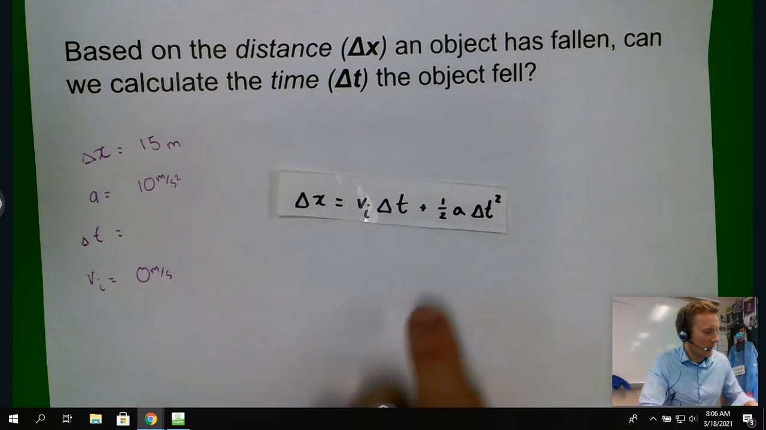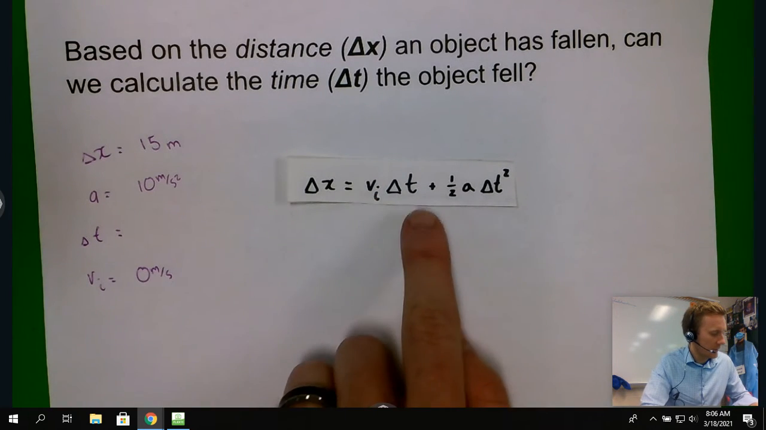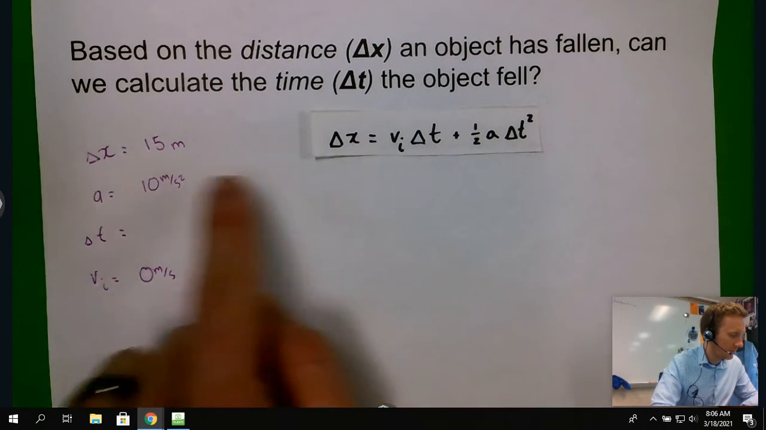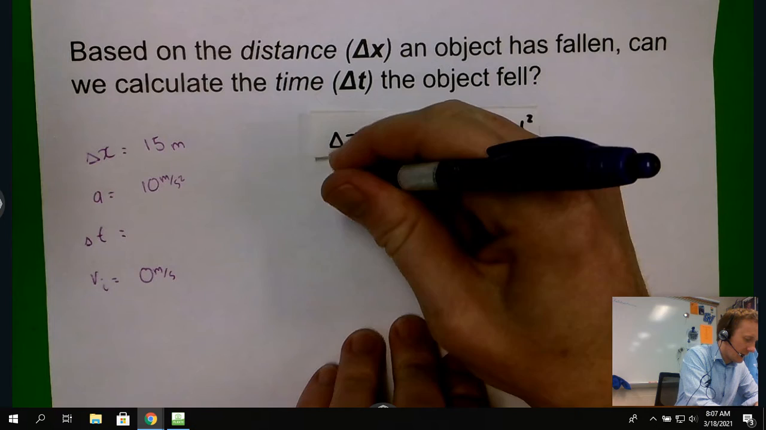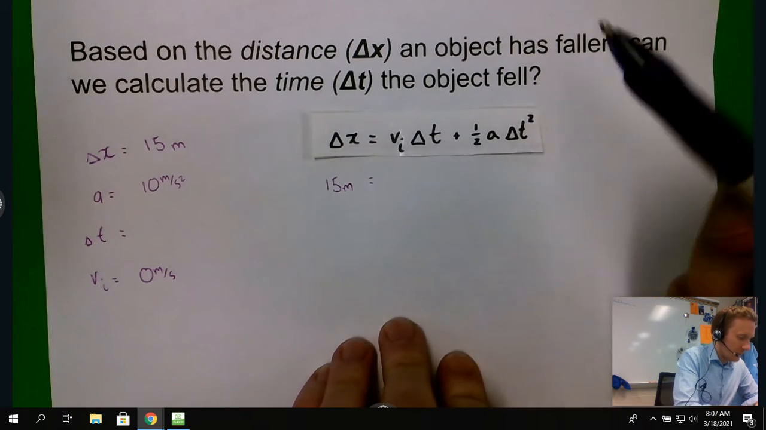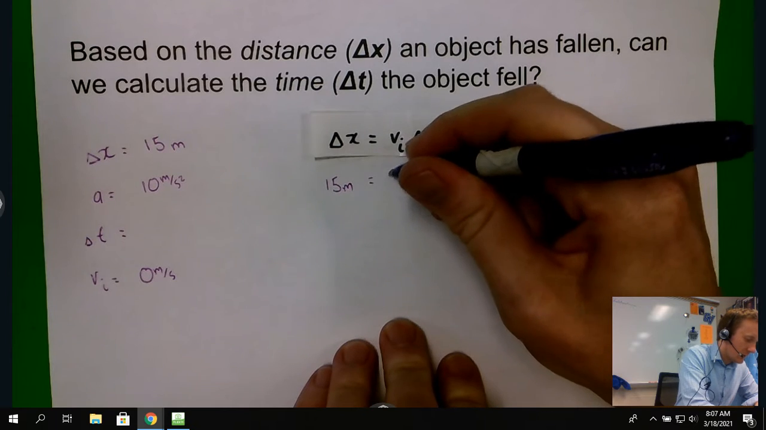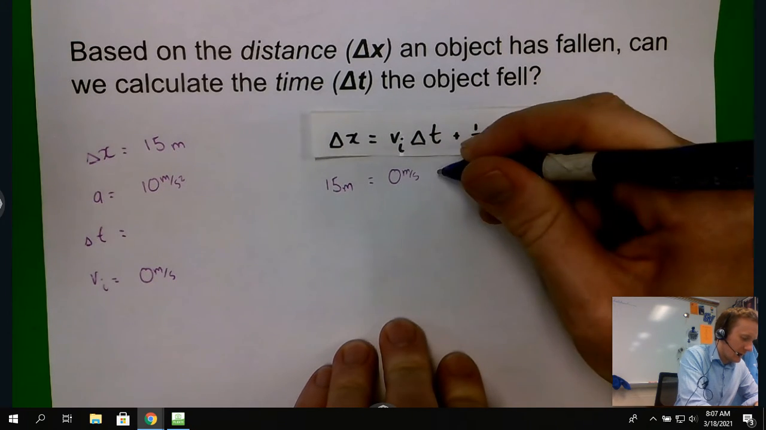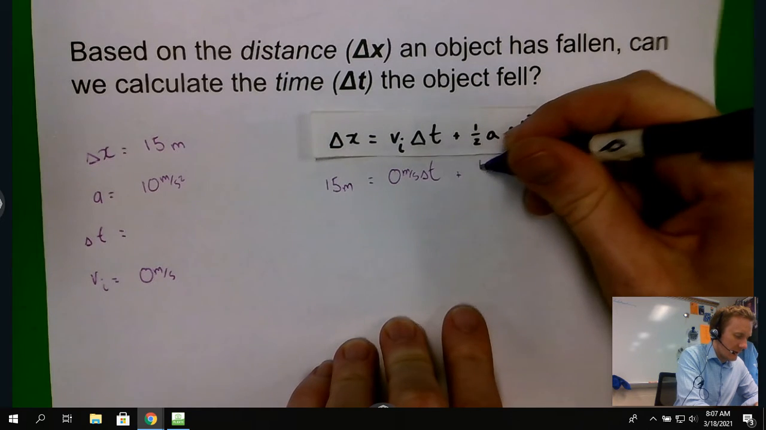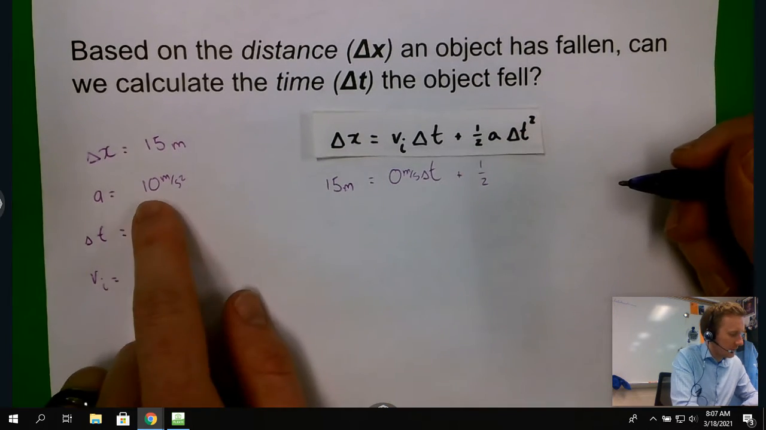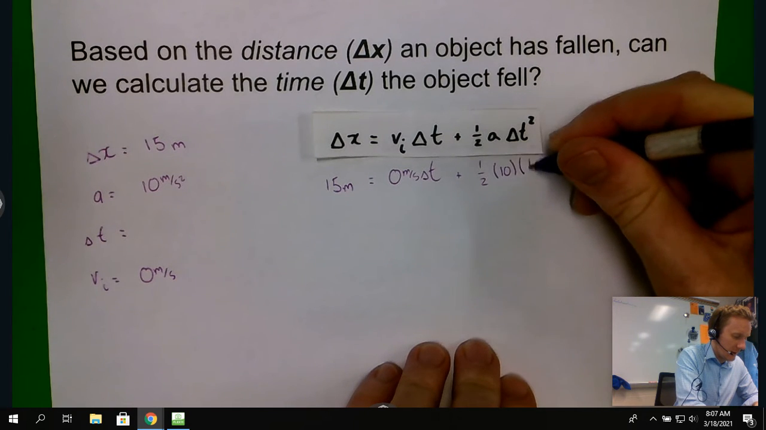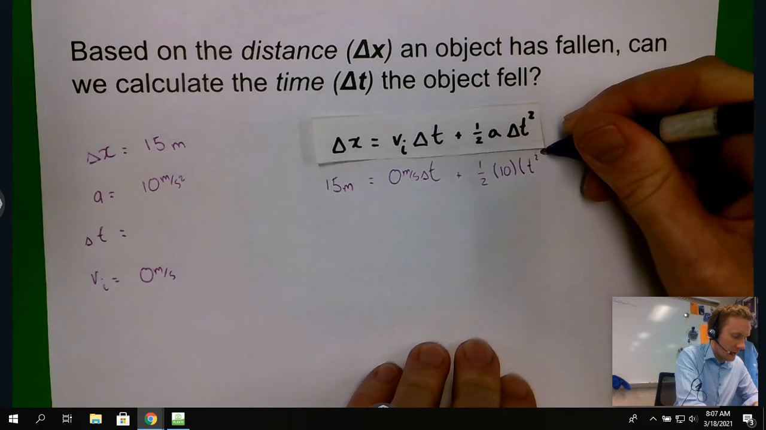So when we're setting up our equation, again, the only thing we're missing is time. I'm just going to plug in everything that we have. So my change in position, we said it fell 15 meters. We have the initial velocity. We don't have change in time. Then we have half the acceleration, so that's equal to 10, multiplied by time squared.